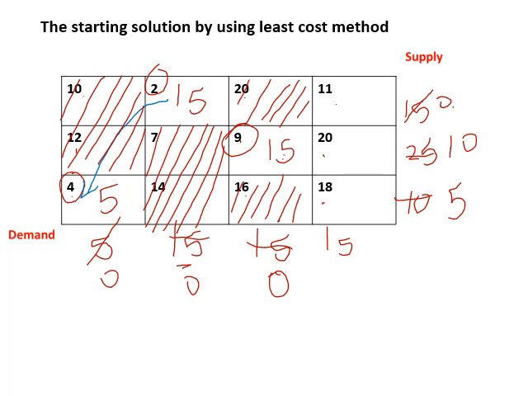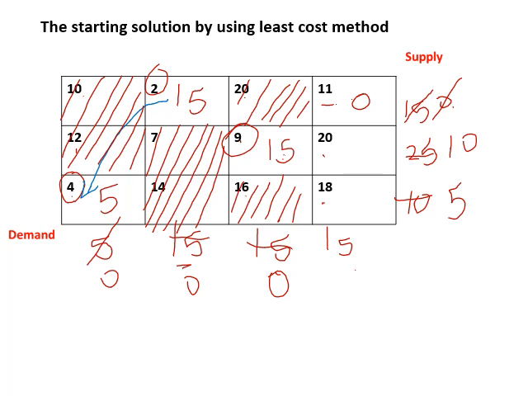So we have only 3 cells left, and we start again with the least cost from these three cells. Here, of course, 11 is the least value, so we have an associated value 0 and 15. We will take 0 as the least value, and here subtracting 0 from 15 is equal to 15. Now we have only two cells, 18 and 20.